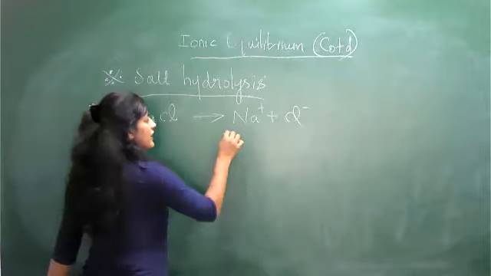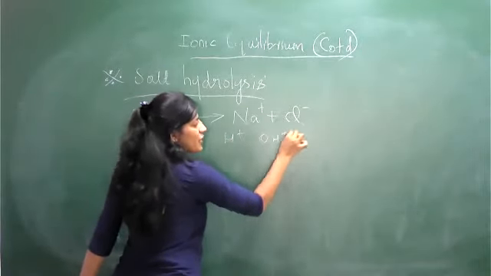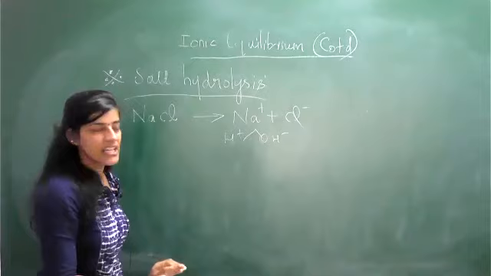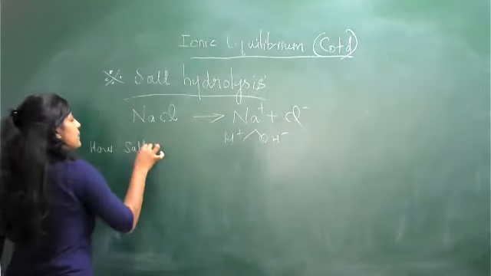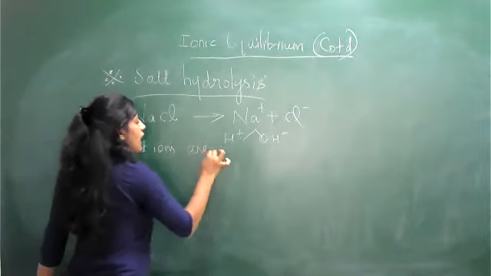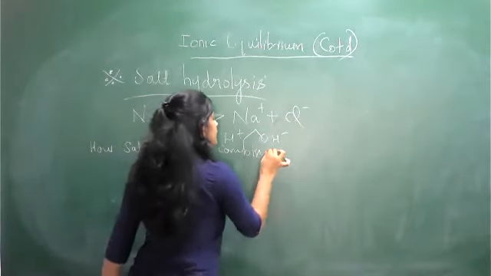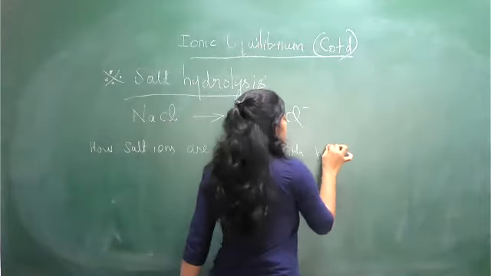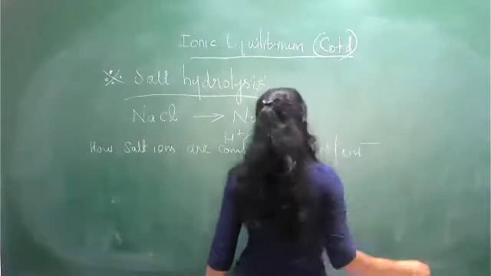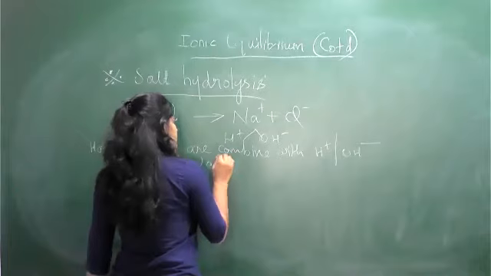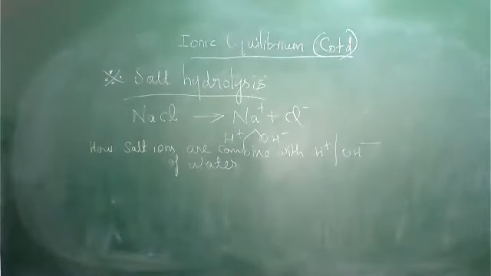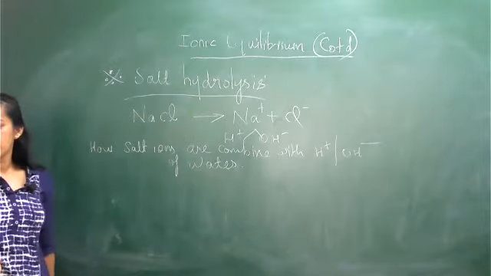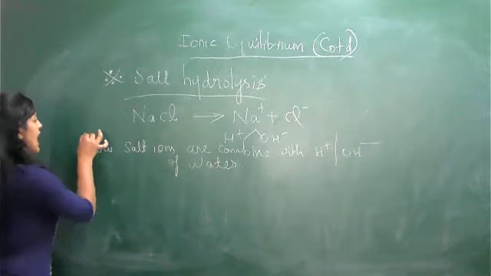Water means water containing H plus ion and OH minus ion, right? Both ions are there. So salt hydrolysis means how salt ions are combined with the H plus or OH minus ion of water. This process is called what? Salt hydrolysis.